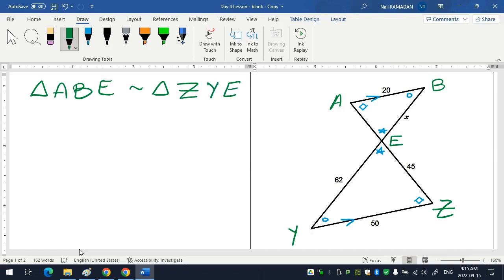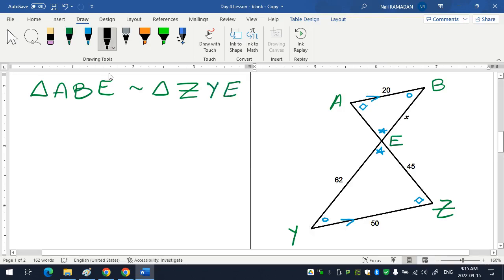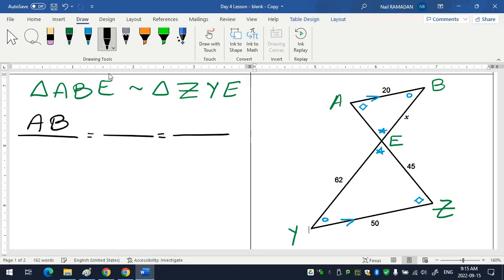Okay? Ratios. AB goes with what? Z, Y. BE goes with YE. It's interesting. The E is common, so it's always got to stay the same. And AE is going to go with what? ZE. Perfect.